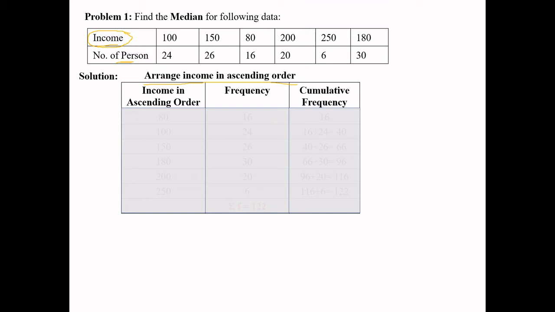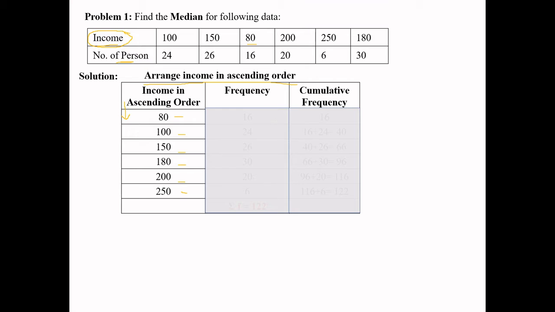So in first column, arrange the income in ascending order. Means the lowest number comes first. So the lowest or smallest number is 80. So first write down 80, then 100, then 150, next 180, then 200 and 250.